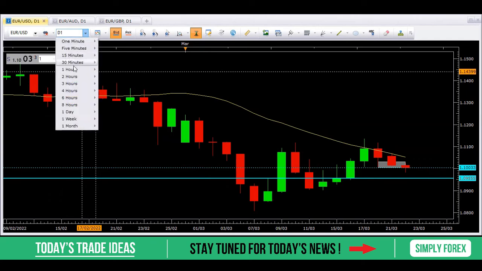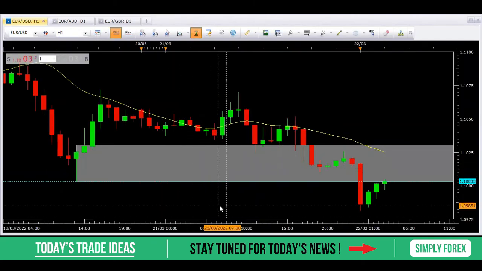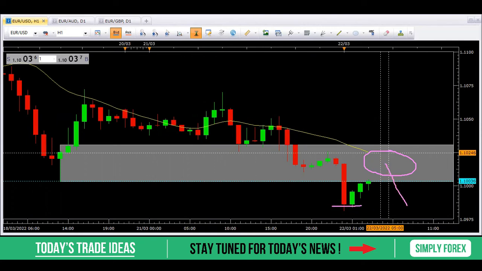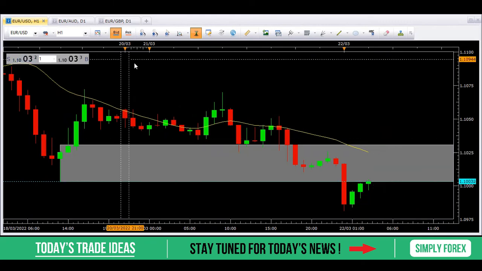Okay, so let's look at H1 for execution. So yeah, what we want to see, guys, is price retrace into this grey zone somewhere. Okay, then we want to see a bearish candlestick pattern form. Okay, as always, guys, our first target is our last H1 low in this case, or high if we're buying. We want to close 80% of the trade at this point and then leave 20% to run down to our higher time frame target. All right, guys, so euro US dollar short.